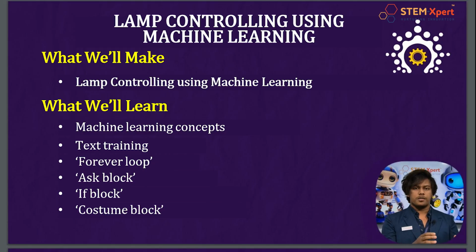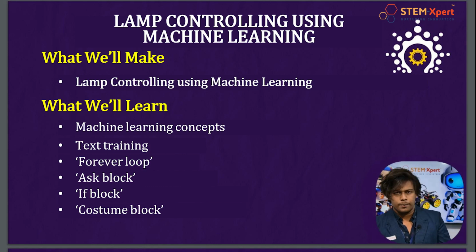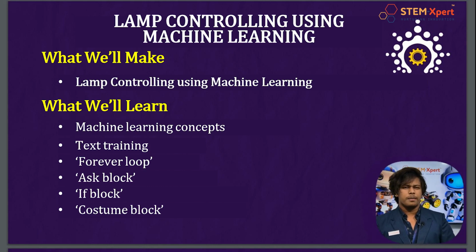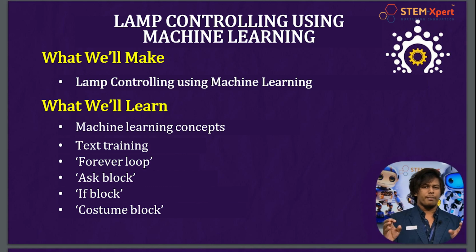So I hope you can see the screen, and over there you can see machine learning, of course, that we just did, and text training. Of course, here we'll be using a software called machine learning for kids. And here we'll be using the forever loop from Scratch, ask block, if block, and custom blocks. So these are the things that we'll be learning today.